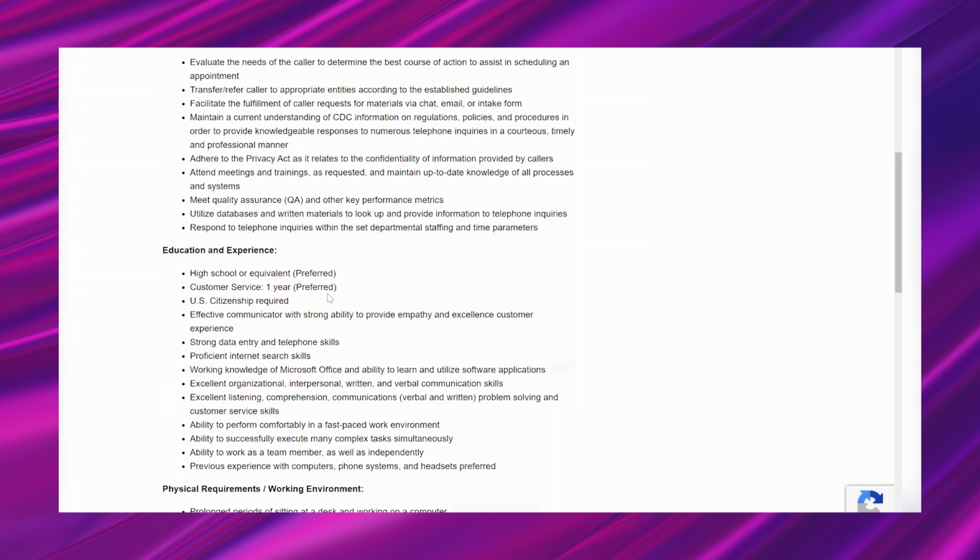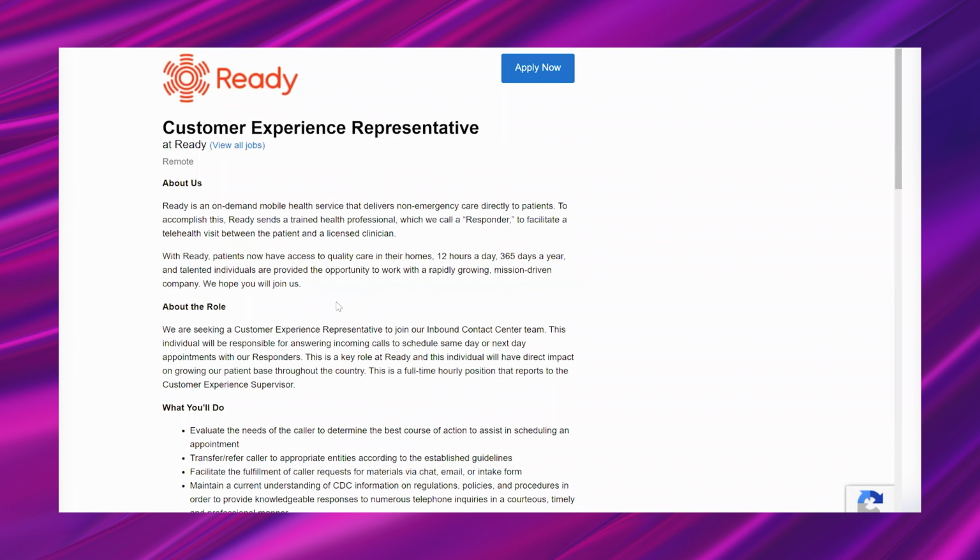And again, they say 1 year customer service preferred. So they're not even requiring that. This is no experience friendly. They're going to pay you about $19 per hour, which works out to about $40,000 per year. If you love this lead like I do, I would go ahead and get my application in and I do that ASAP.